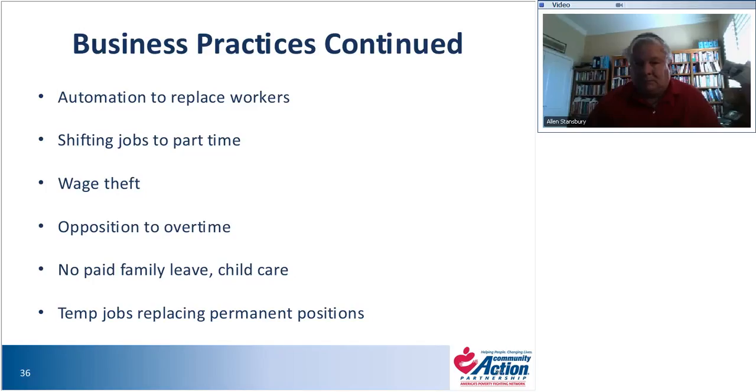The desire not to pay overtime, and we saw that the Department of Labor had recently increased the salary level at which people could receive overtime from about $22,000 to $44,000, and many employers have resisted this. Ironically, this is an issue in community action agencies as well.